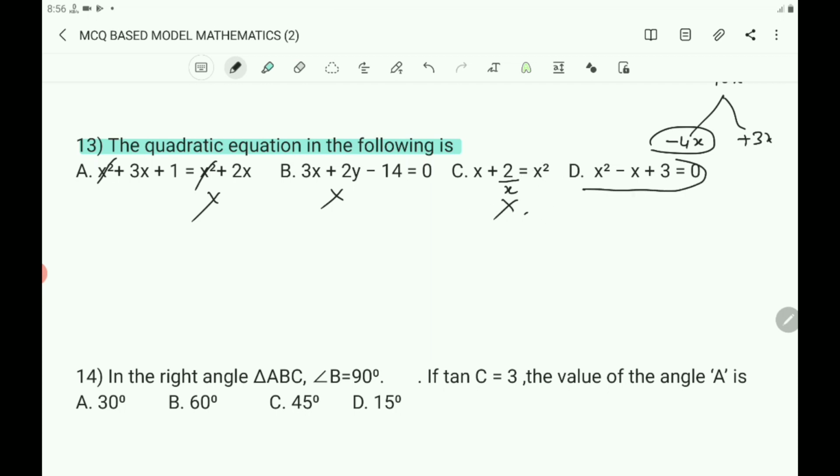And generally you will get x square minus x plus 3 equals 0. But here there is no necessity of observing all this. Once you glance, naturally you will get that this is the quadratic equation. Then you can make out the answer easily.